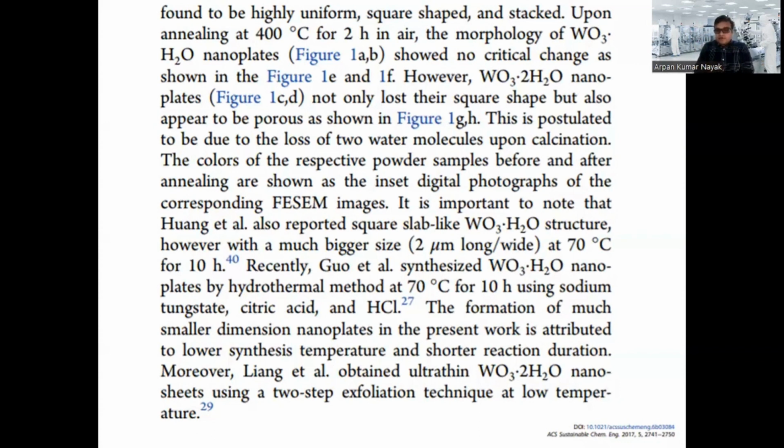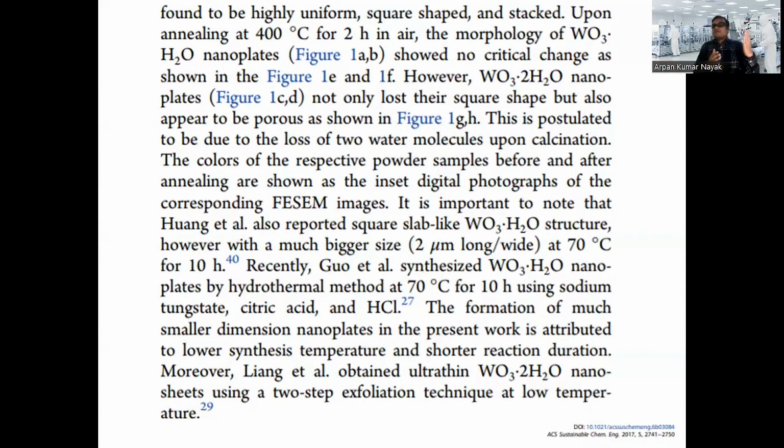Now you can see what we did. The formation of much smaller dimension nanoparticles in the present work means that, compared with whatever dimensions they previously observed, our prepared material has a smaller dimension. That is how we write the discussion part. Then we have to give some reason why it is smaller. Here you can see the formation of much smaller dimension nanoparticles in the present work is attributed to lower synthesis temperature and shorter reaction duration.